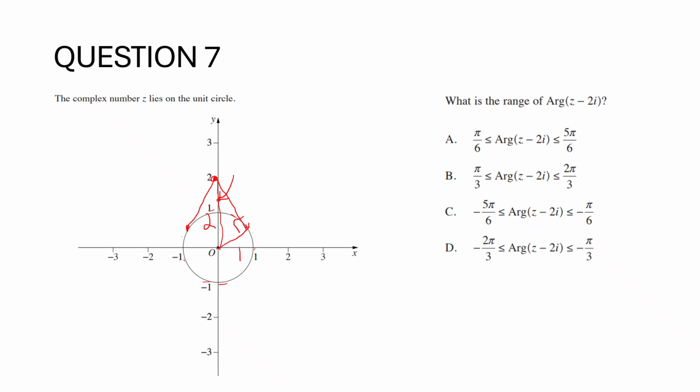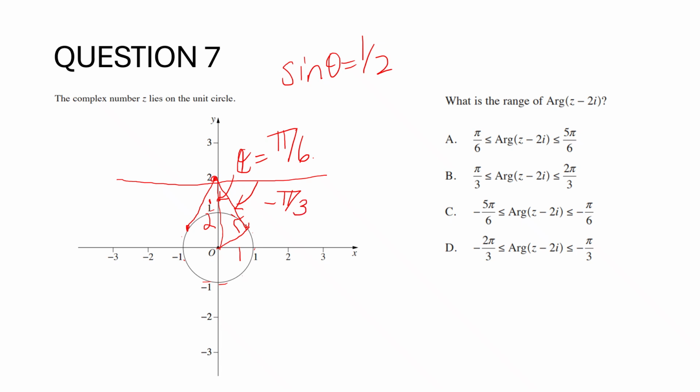So let's call this theta. Sine theta is equal to half, so that's going to be equal to pi on 6, which makes that pi on 6 as well. Now, the argument is from the horizontal, and we're going below the axis, so that's negative pi on 3, because this is pi on 6. And then this one here would be negative 2 pi on 3.